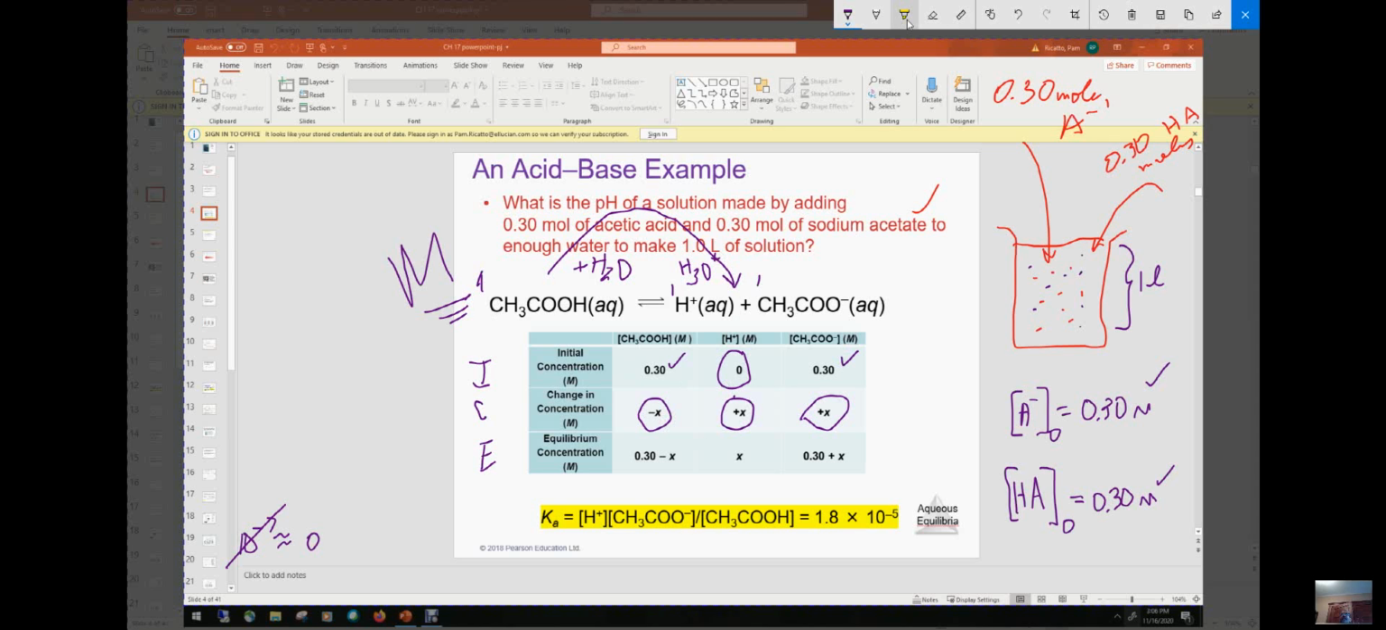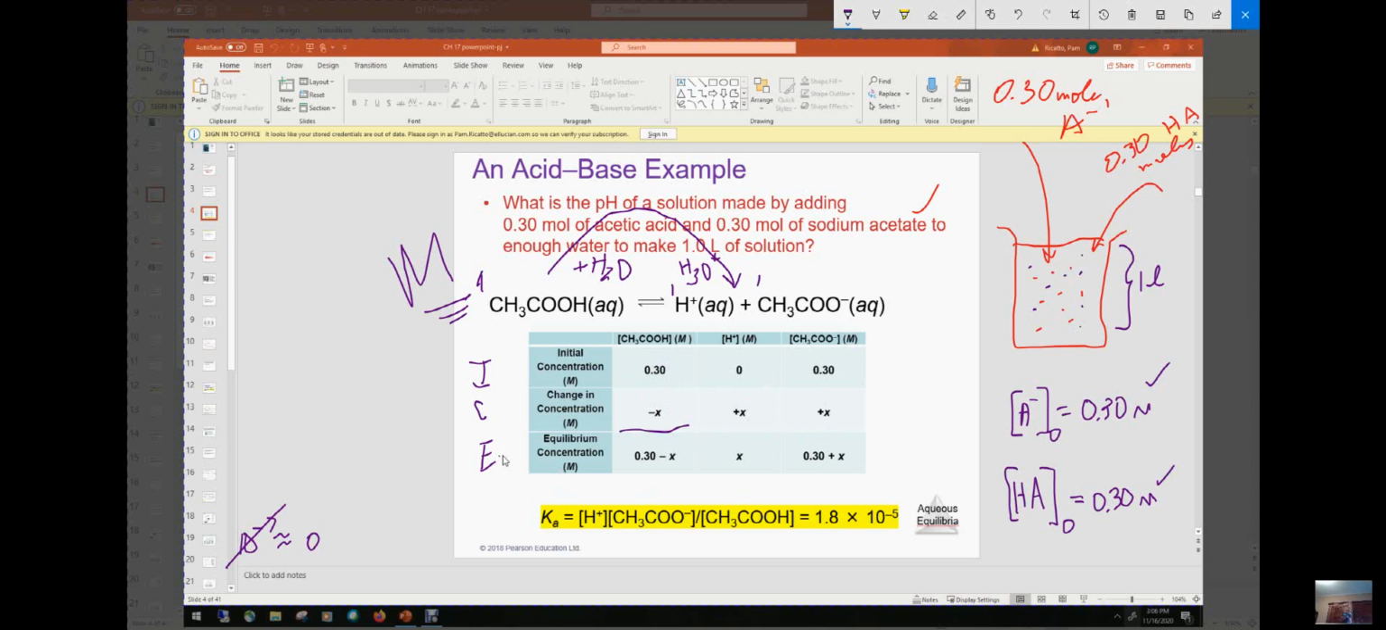Okay, once I have that, let me just simplify this, erase all this stuff. The third line is very easy. How do I get the equilibrium amount? All I have to do is the summation of these 2 lines. Put together this and this. 0.3 minus x gives you 0.3 minus x. 0 plus x gives you x. 0.3 plus x gives you 0.3 plus x.